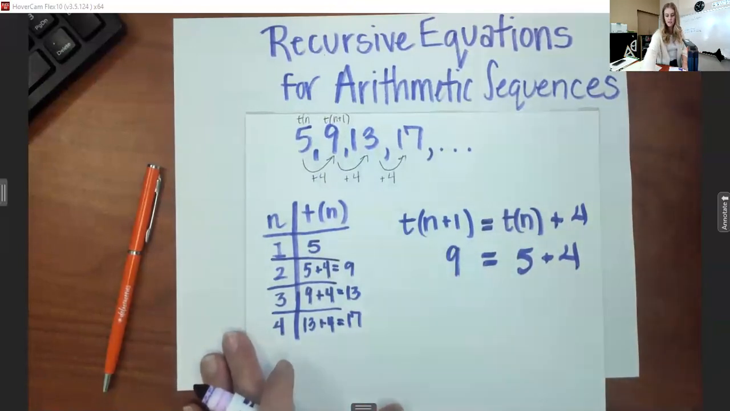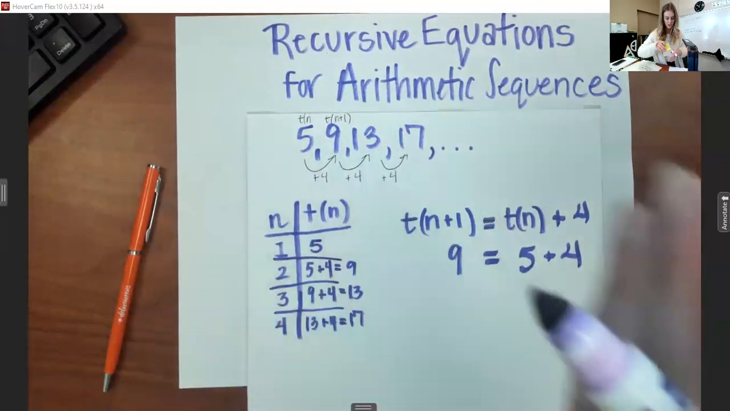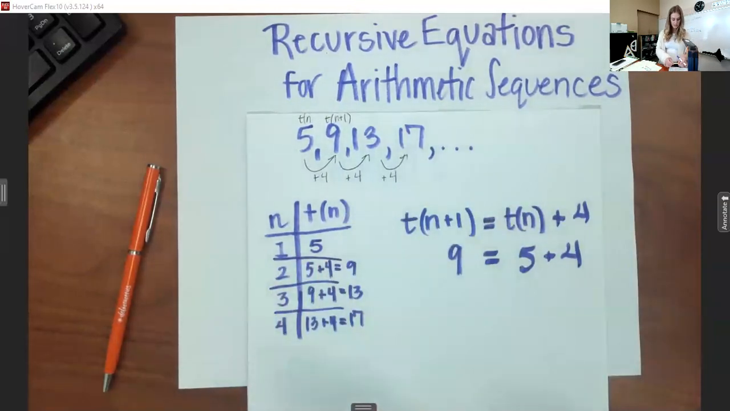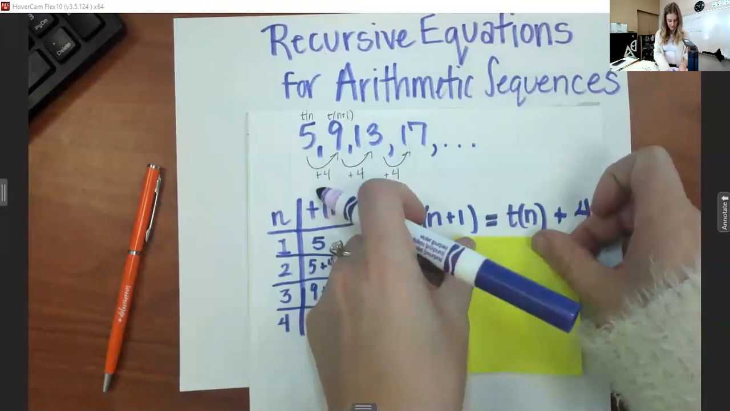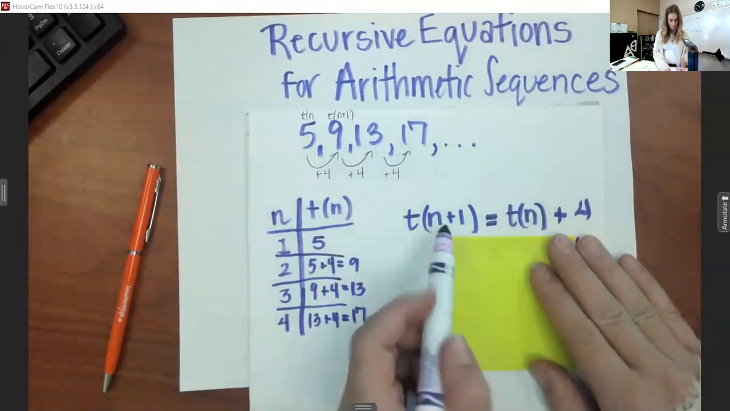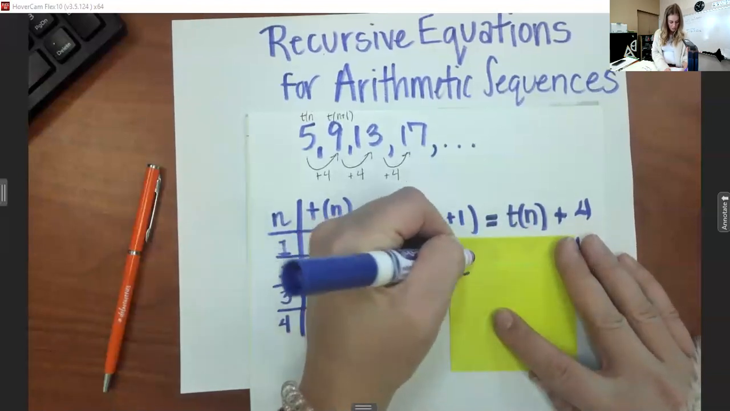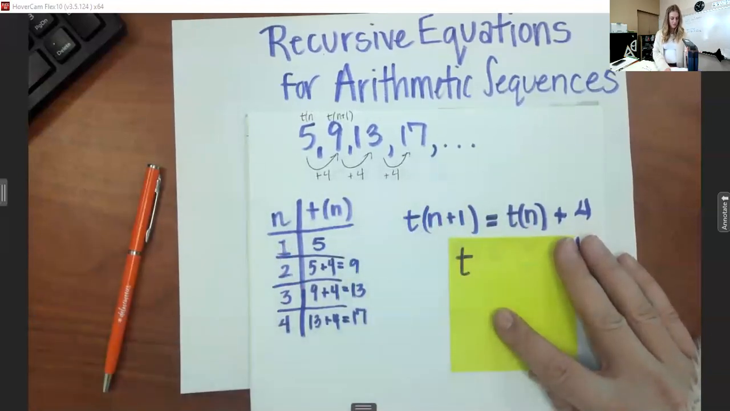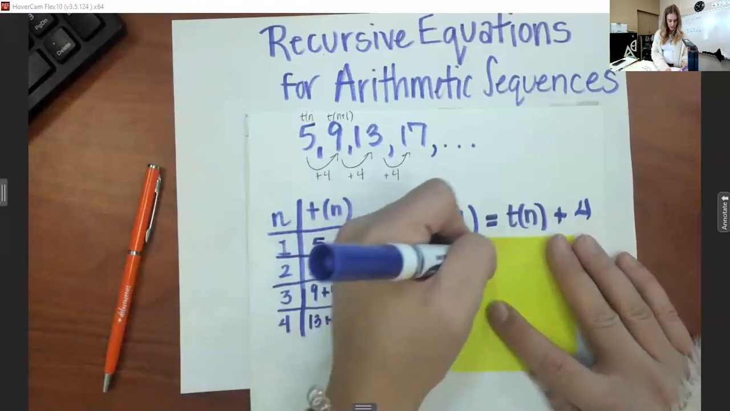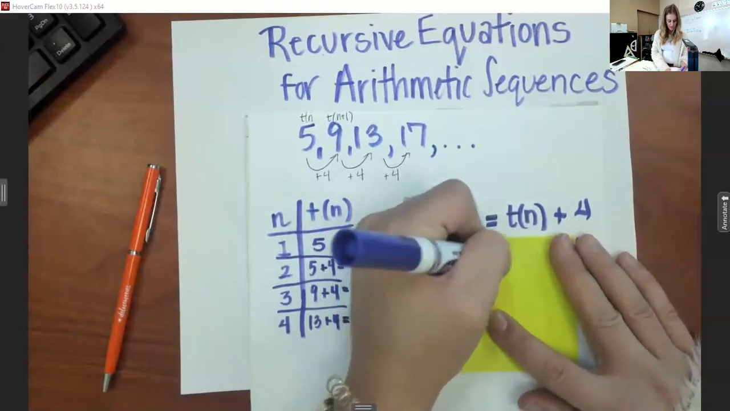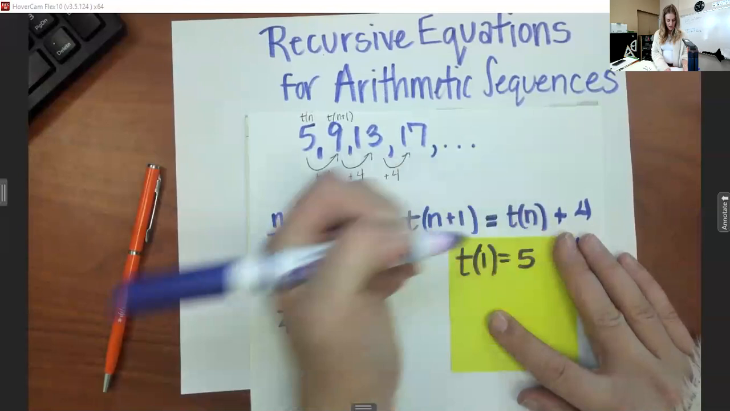So the recursive equation for this sequence is t of n plus 1 equals t of n plus 4. Then we have to name one of the terms in the sequences so we know where it starts. So let's just start with t of 1, and t of 1 equals 5.